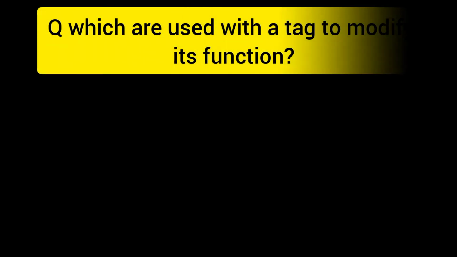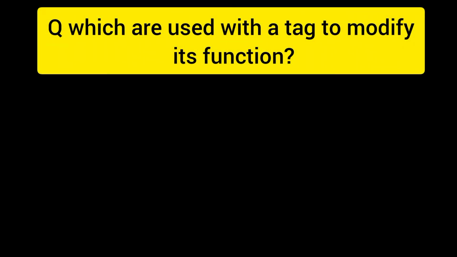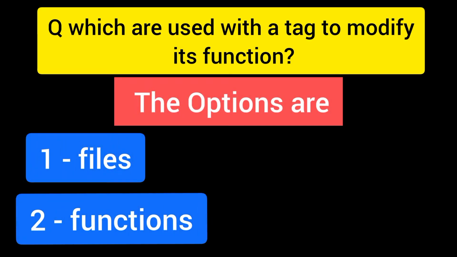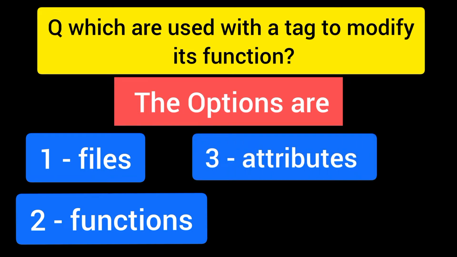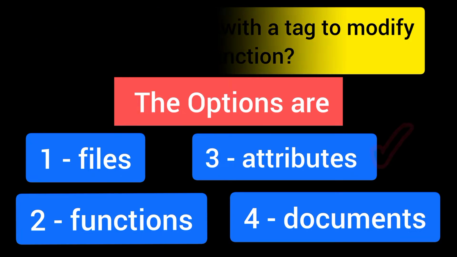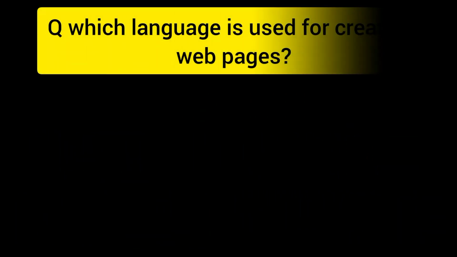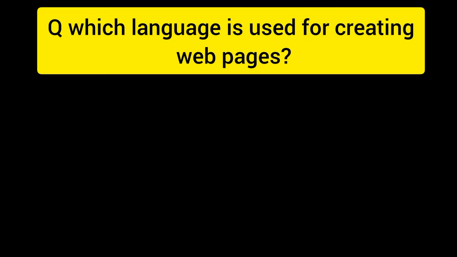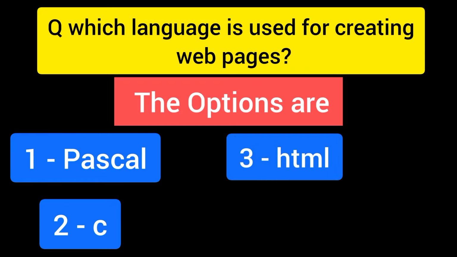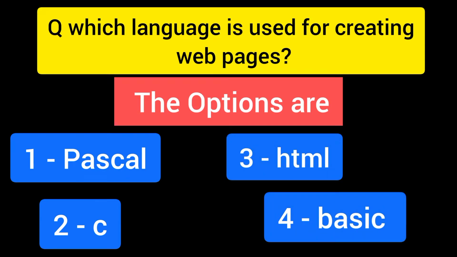Question number 14, which are used with a tag to modify its function, and the options are option number 1 files, option number 2 functions, option number 3 attributes, option number 4 documents, and the right answer is option number 3 attributes. Question number 15, which language is used for creating web page, and the options are option number 1 Pascal, option number 3 HTML, option number 4 basic, and the right answer is option number 3 HTML.